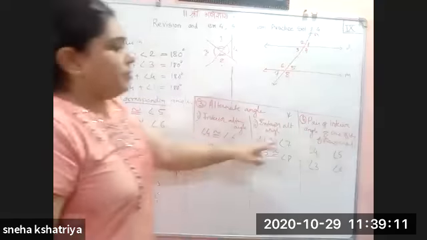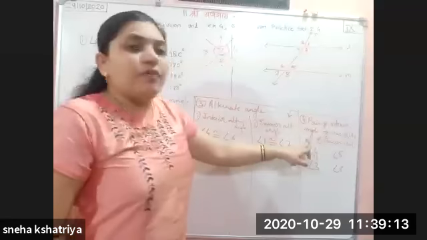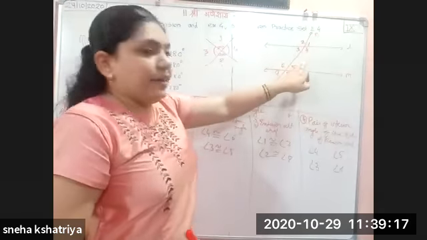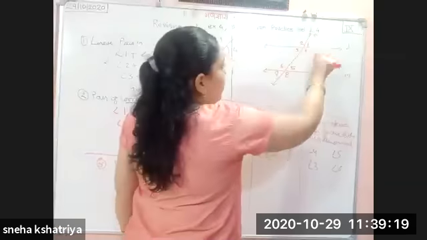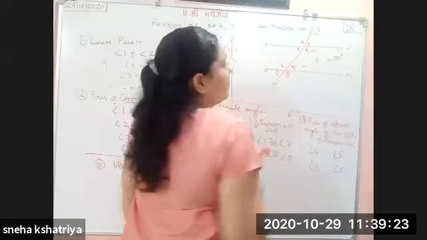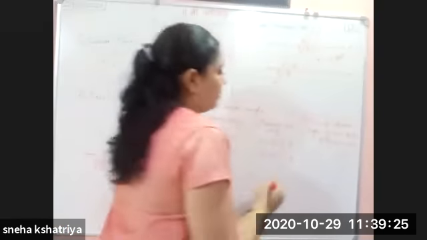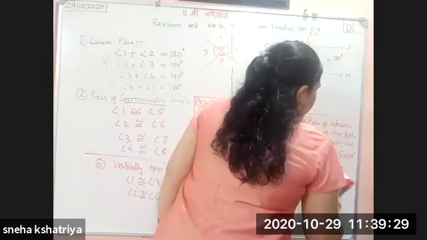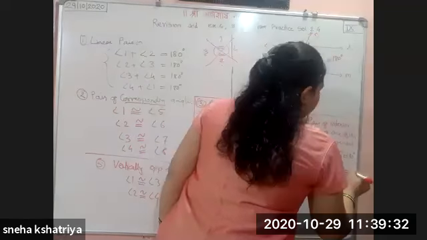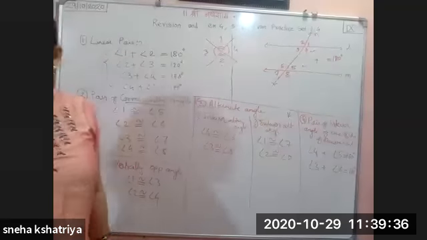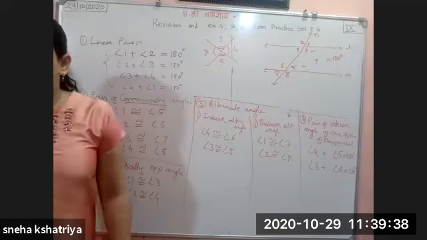But what becomes the relation between the interior angles on one side of the transversal? When these two angles, 4 and 5, are added, that addition becomes supplementary. Means what? 180. So angle 4 plus 5 is equal to 180. 3 plus 6 is equal to 180 degrees. So the value of them becomes 180 degrees. So that is what is given in your properties.